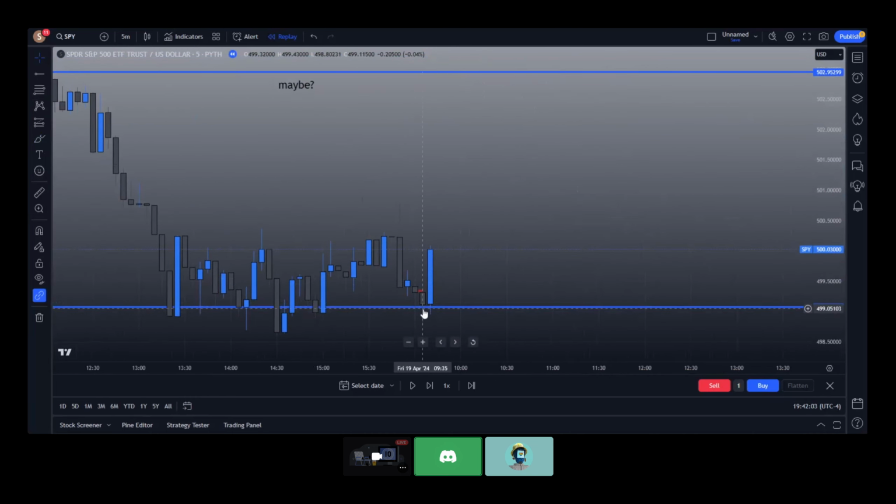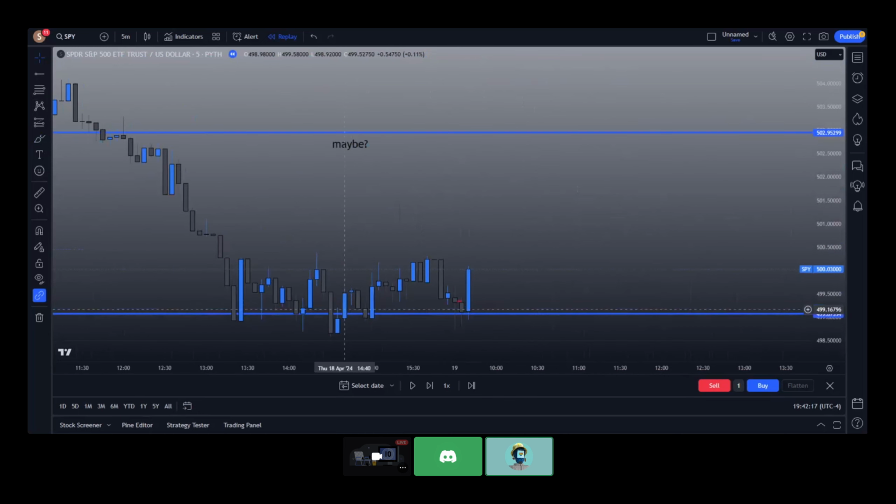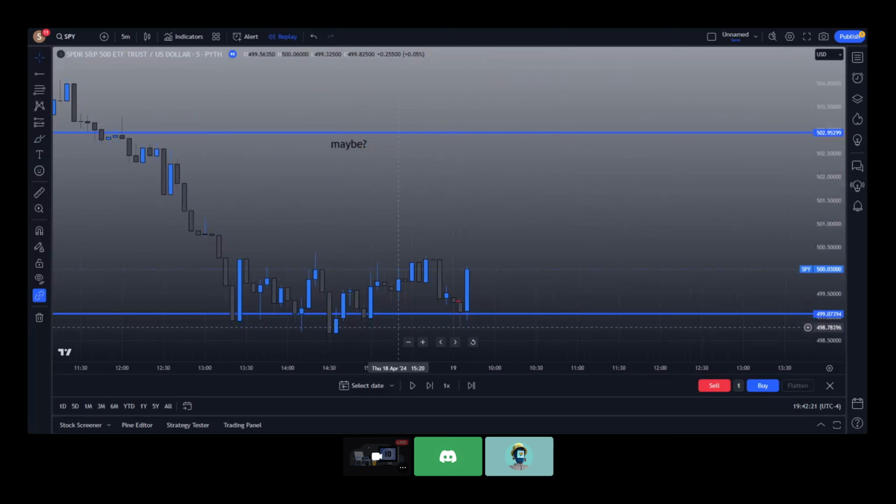What do you mean? Oh, the support? Not really. No, it didn't. Show me where the support would be broken and where you would consider it to start acting as resistance. If we broke below, where would it no longer be support for you? Say at the next, what do you call this thing right here, so around 498 point 5, point 4, like around here.